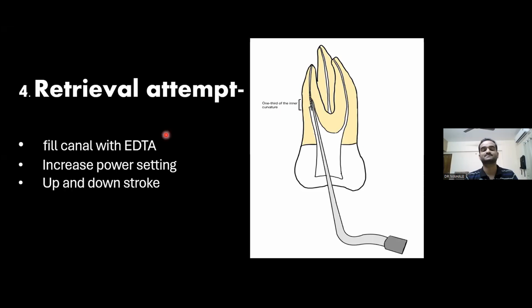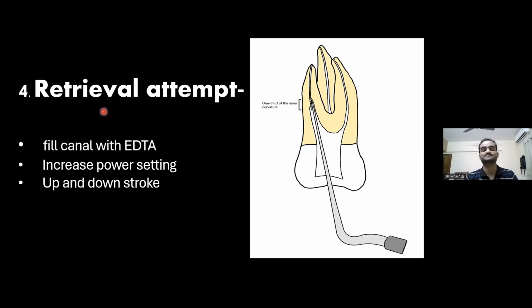Next, the fourth step is the retrieval attempt. Whatever we have done till now, the first, second, and third steps, all come under staging. Now it is the attempt to retrieve. The preparation phase is considered complete once the file is loosened in the canal, when the file is moving. So now it's time for attempting the retrieval. For retrieval, first the canal and access cavity should be fully flooded with EDTA, and here we can use thinner ultrasonic tips like ET25.